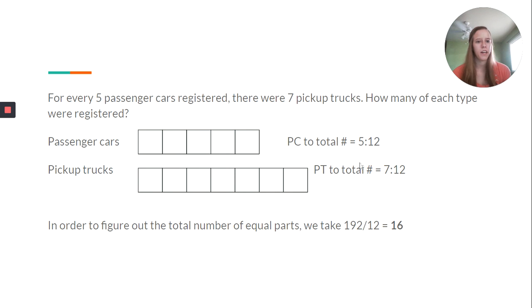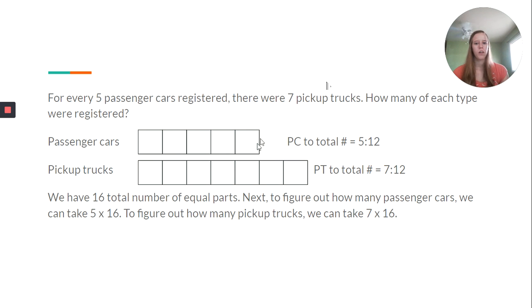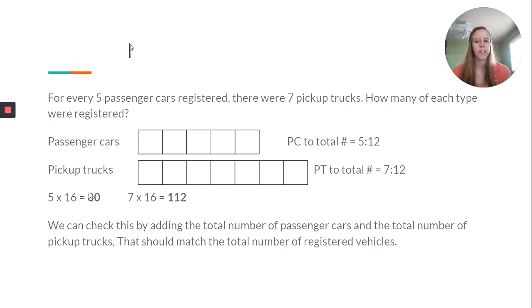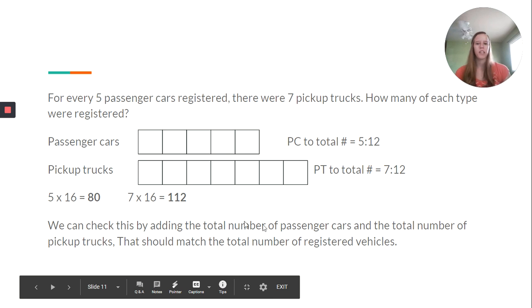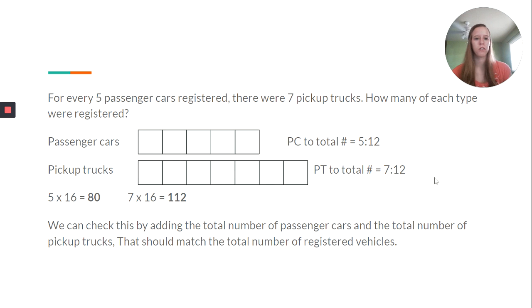So now how do we find out how many of each type were registered? Well, we can take 5 times 16 for the passenger cars and 7 times 16 for the pickup trucks. And we get there were 80 passenger cars and 112 pickup trucks. And we can check that. If we add them together, we get 192 total cars.